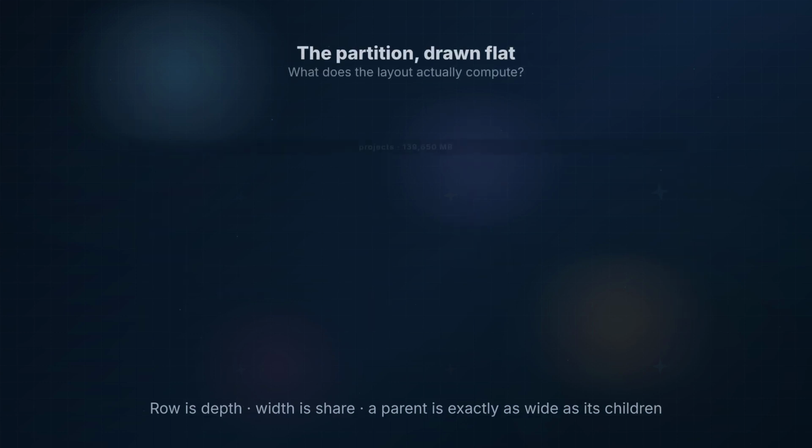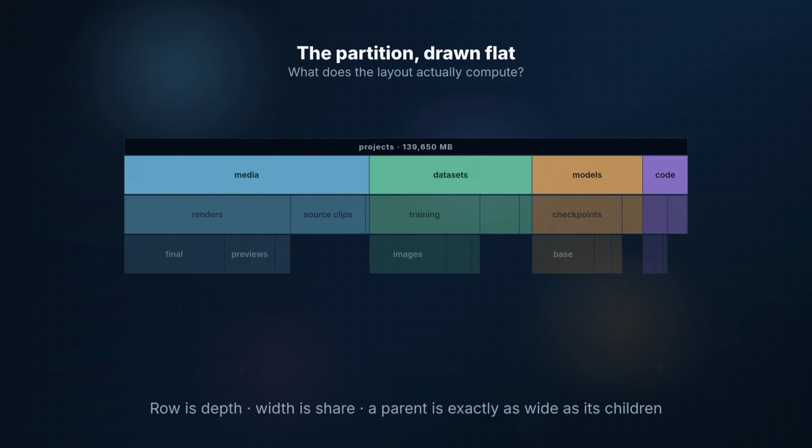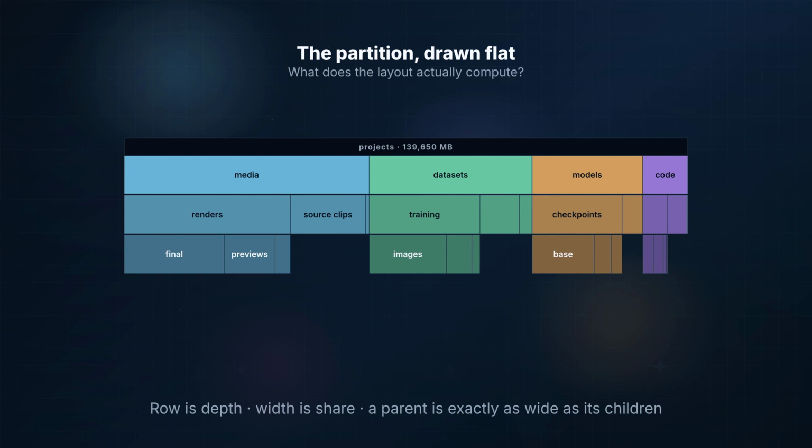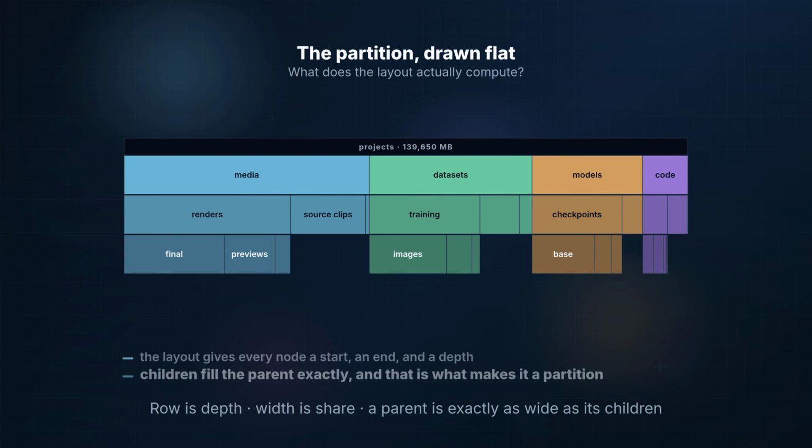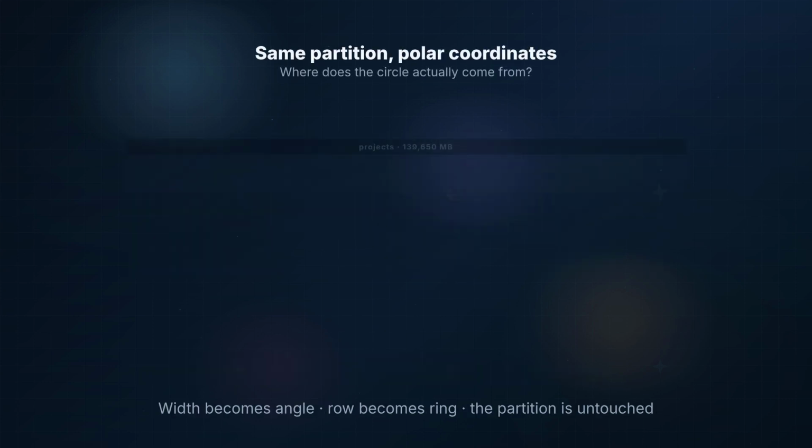Now lay that outline on its side and give the whole tree one strip of space. The root takes the entire width. Its 4 children split that width in proportion to their sizes, and their children split each of those in turn, level by level. That is a partition. Every node gets a start, an end, and a depth, and a parent's children exactly fill it without overflowing. Drawn flat, this is already a real chart in its own right, called an icicle chart, and it is genuinely useful on its own. Here is the move most tutorials skip.